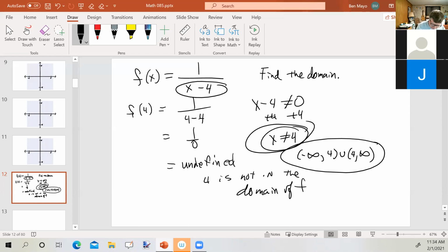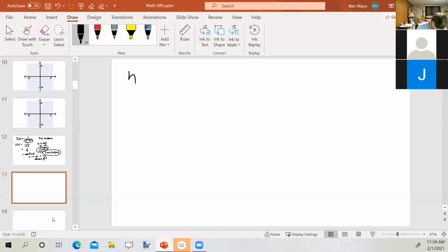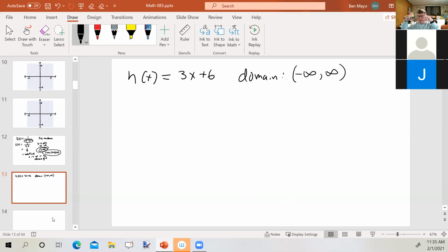All right, let's take a look at another example. Let's say I've got h of x equals 3x plus 6. Again, find the domain. Well, any value of x that we put in there, any real number, times 3 plus 6 is going to give us a real number. Nothing there is going to make it divided by 0. So the domain is going to be all real numbers. So we go from negative infinity to positive infinity. Recall, we don't put brackets on negative or positive infinity because they're not included endpoints. It just goes on forever in both directions.